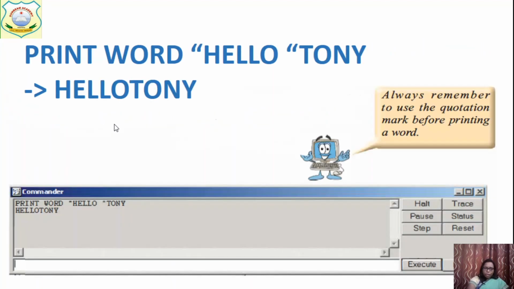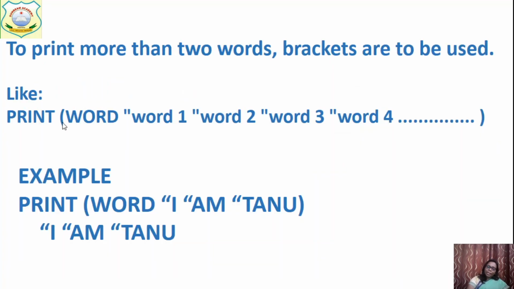Until now, our word did not have any bracket. Now if you type two words only, fine. If you want to type more than two words, then you have to put a bracket before the word. You have to just put the bracket here. Now if there is a starting bracket, there should be a closing one. So how to write? Print bracket word, then as many words as you want to write, just write them with double quotes, and then close the bracket. This is the syntax.